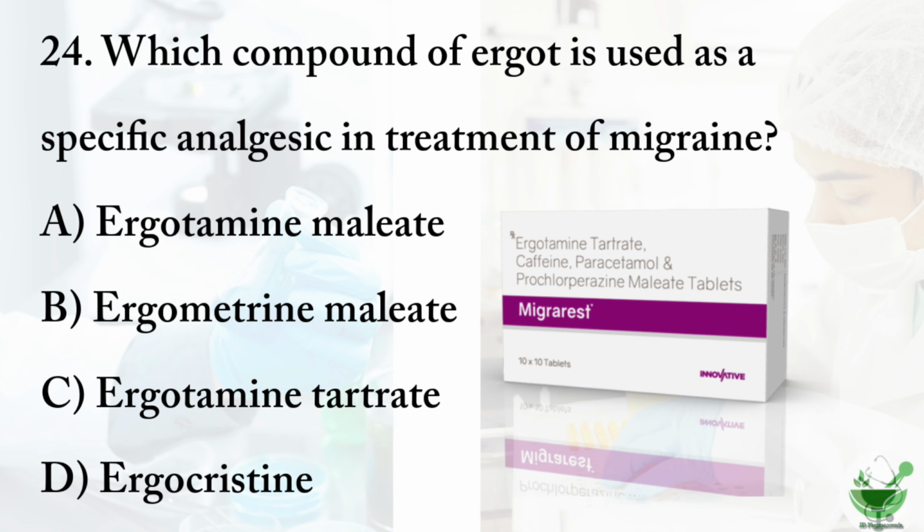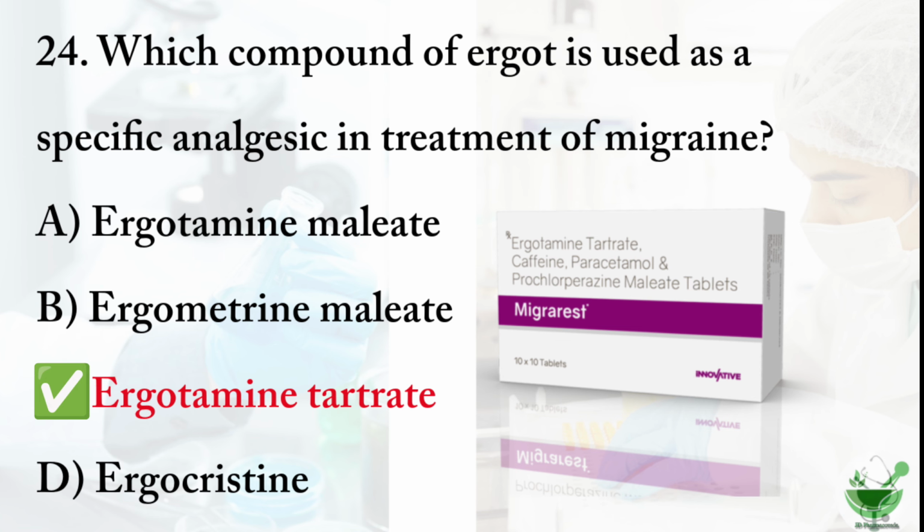Then 24. Which compound of ergot is used as a specific analgesic in treatment of migraine? Option A, ergotamine maleate. Option B, ergometrine maleate. Option C, ergotamine tartrate. Option D, ergocristine. The correct option is option C, ergotamine tartrate. So ergometrine injection is used in the active management of the third stage of labor and in the treatment of postpartum hemorrhage. Then ergocristine can relax the peripheral vessels leading to hypotension.